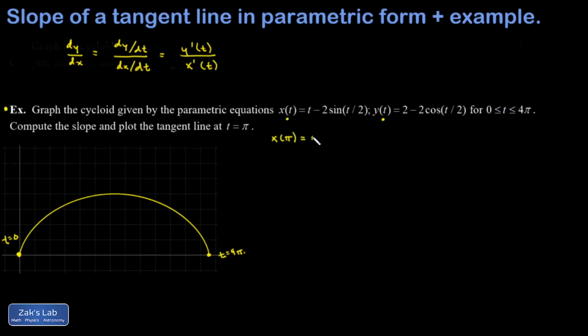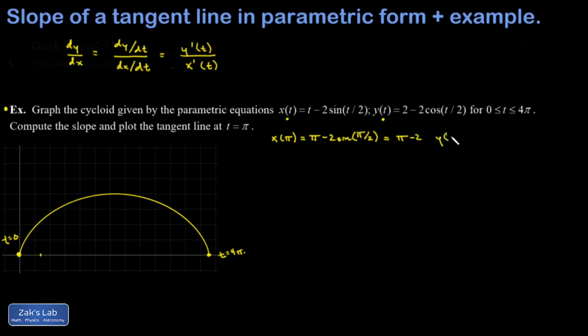So x of pi is going to be pi minus 2 sine pi over 2. Sine pi over 2 is 1, so I end up with pi minus 2. So pi is a little bigger than 3. Take away 2 from it, you get something a little bigger than 1. So I'm somewhere over here in my x coordinate.